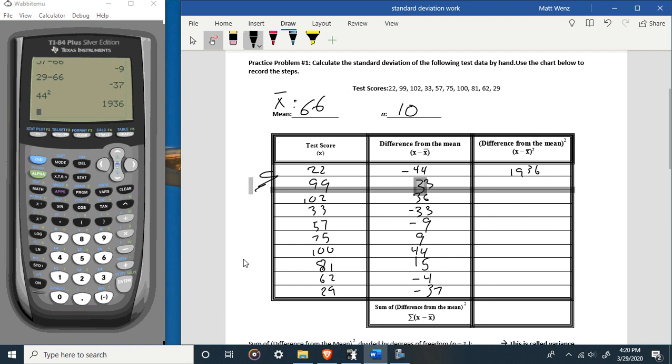1936, okay. 33 squared is going to be 1089. Now, just as a little quick thing, 44 squared down here is going to be the same thing. And 33 squared down here. So another one is also going to be the same thing, okay? So negative 33 and positive 33 squared both give you the same number, so you can save yourself a few steps there. 36 squared, 1296.